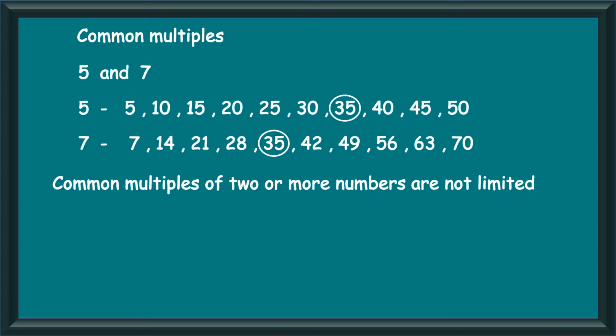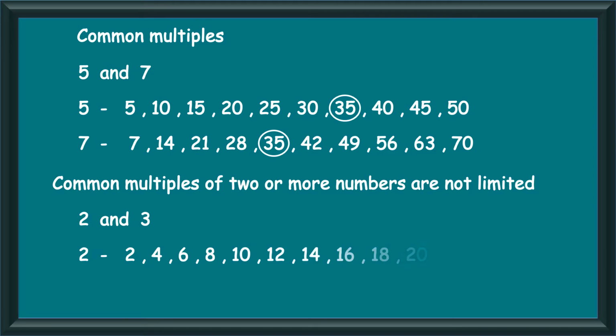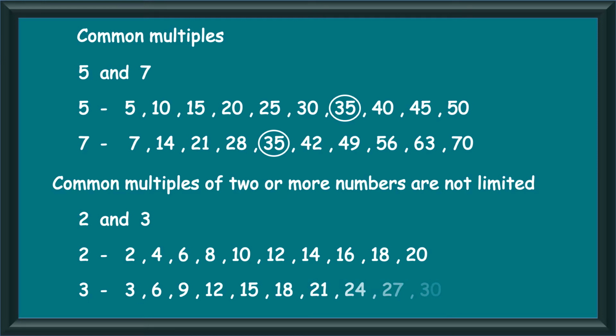Consider the multiples of 2 and 3. The first 10 multiples of 2 are 2, 4, 6, 8, 10, 12, 14, 16, 18 and 20. And the first 10 multiples of 3 are 3, 6, 9, 12, 15, 18, 21, 24, 27 and 30. You can see the common multiples 6, 12 and 18.